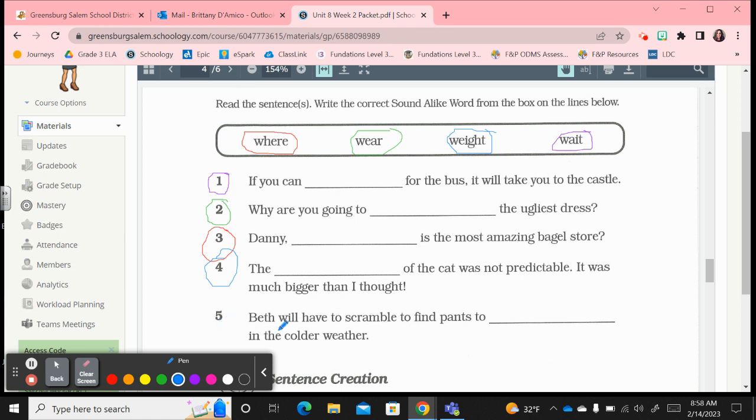And the last one here, Beth will have to scramble to find pants to wear or to wait in the cold weather. Now, technically, there are two that would work there. However, I do think one is the better choice. Beth will have to scramble to find pants to wear. Okay. WEAR, wear her pants in the colder weather. Now, technically, if she was waiting for a bus in cold weather, I could see how that one could possibly work. But if we had the choice, I would pick WEAR for number 5.